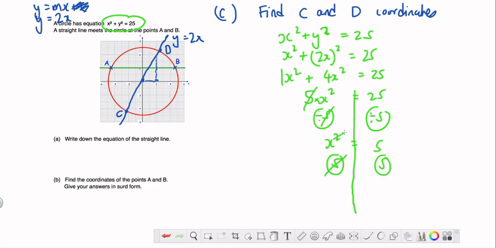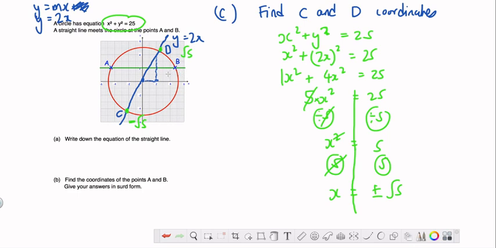Square root cancels squaring, so you're left with x is equal to plus and minus root 5. So there are two values there, a positive value and a negative value. That C over here is on the negative side. The x value of this is on the negative side, so it will be negative root 5. And this D coordinate here is on the positive side along the x-axis, so that will be positive root 5.